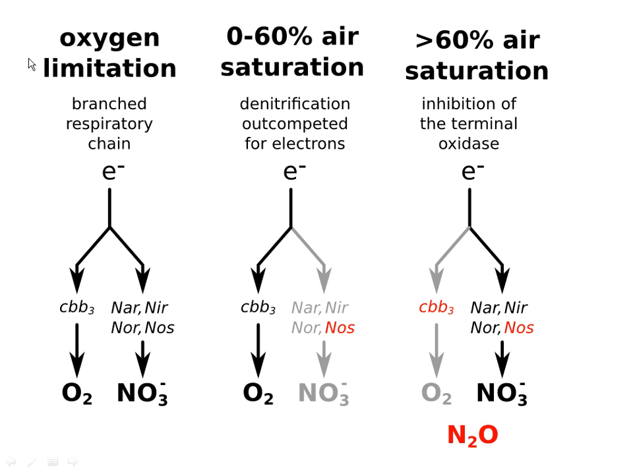But then, when the oxygen concentration becomes very high, the terminal oxidase, which is CBB3 type, high affinity, gets inhibited by oxygen. And now the denitrifying enzymes suddenly become important again, except for the final one, which is inhibited or deactivated by oxygen. The N2O reductase is the only enzyme of the denitrification pathway which is intrinsically sensitive to oxygen. So you get N2O as the product.